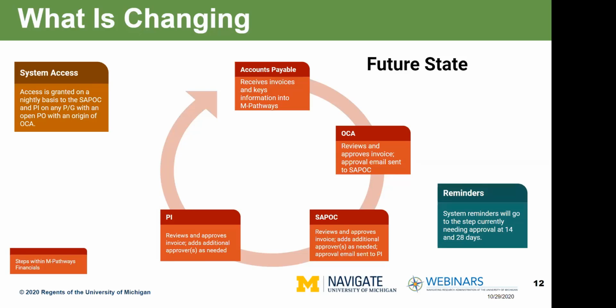And I do want to mention that as those invoices are sitting, waiting for approval, system reminders will go out to either the SAPOC or the principal investigator, depending on whomever is required to approve, at both 14 and 28 days. Finally, once the PI approves that invoice, accounts payable will perform a final compliance check and remit the payment. And again, the final checks may include foreign vendor payments or wire payments or any other checks that are needed before the payment is actually issued.